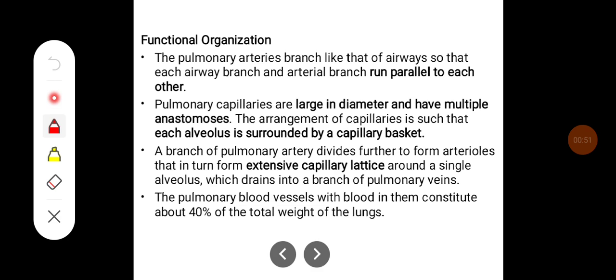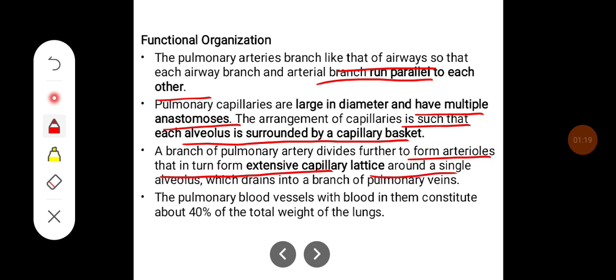The pulmonary arteries branch like that of airways so that each airway branch and arterial branch run parallel to each other. Pulmonary capillaries are large in diameter and have multiple anastomosis. Arrangement of capillaries is such that each alveolus is surrounded by capillary basket. A branch of pulmonary artery divides further to form arterioles that in turn form extensive capillary lattice around a single alveolus, which drains into branch of pulmonary veins. The pulmonary blood vessels with blood in them constitute about 40% of the total weight of the lungs.